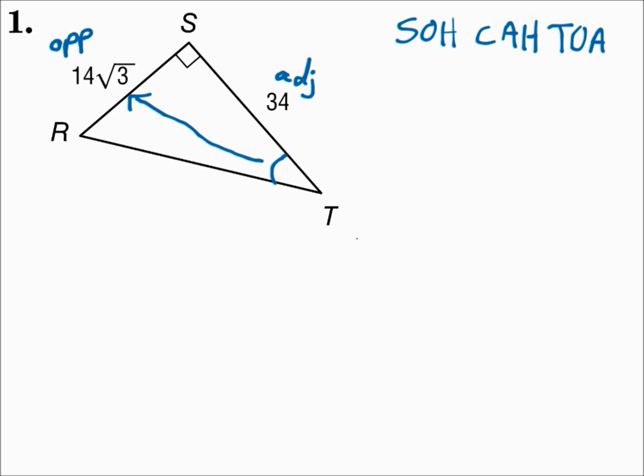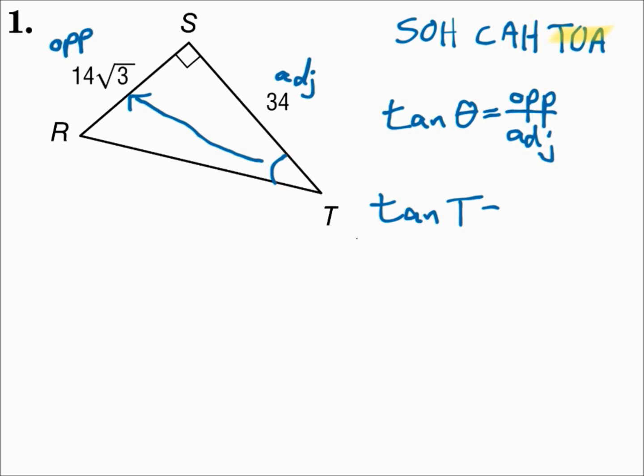Since I'm using opposite and adjacent, that's TOA, tangent. Tangent of theta equals opposite over adjacent. Theta is a Greek letter that is used often for angle measures in trigonometry. So we're going to use tangent. Substitute in. Tangent of theta, which is t, equals opposite 14 square root of 3 over adjacent 34.